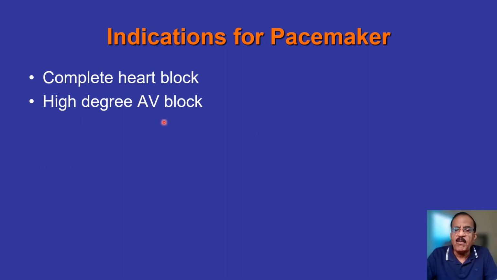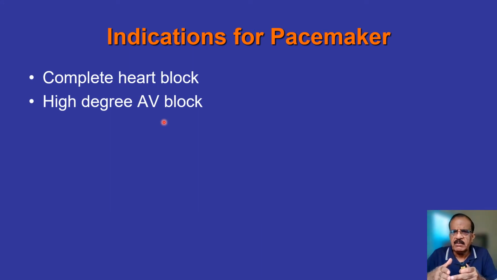High degree AV block means, if you remember the second degree block, the three types, that one P wave is conducted to the ventricles, but the alternate P wave is not. Or maybe two are conducted, the third is not.